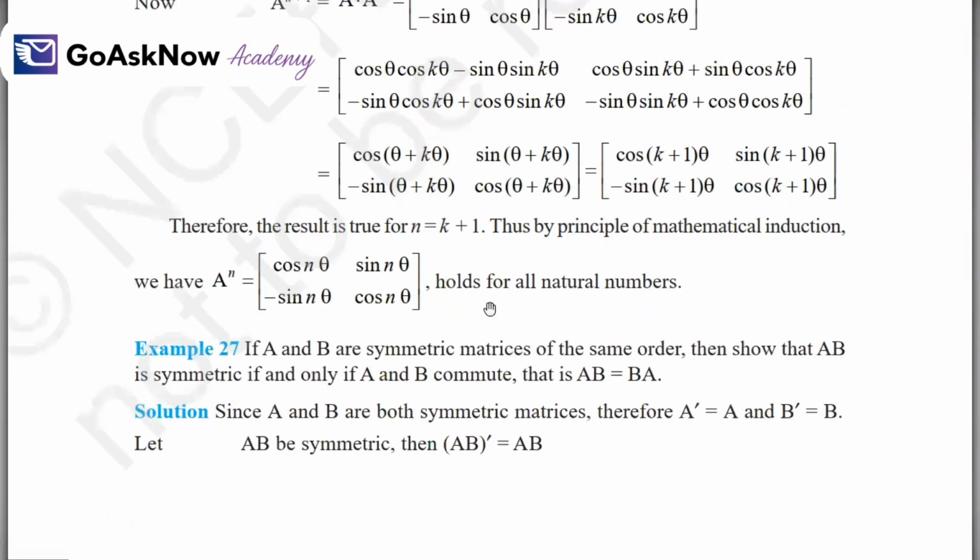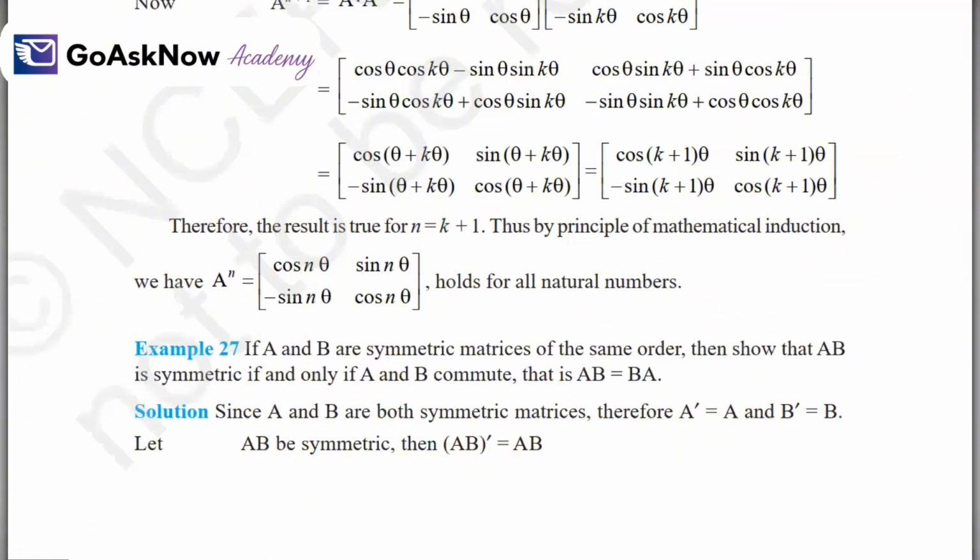If A and B are symmetric matrices of the same order, then show that AB is symmetric if and only if A and B commute, that is AB is equal to BA. Okay. So here it is given that A and B are symmetric matrices of the same order, and we have to show that AB is symmetric if and only if A and B commute. It means that AB should be equal to BA.